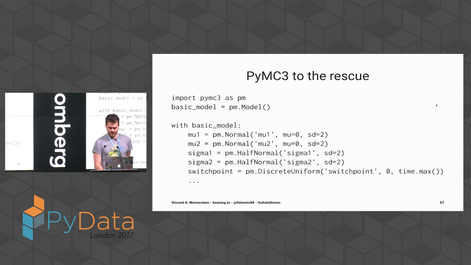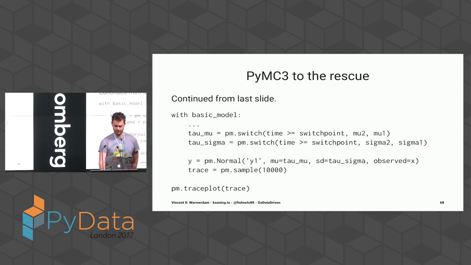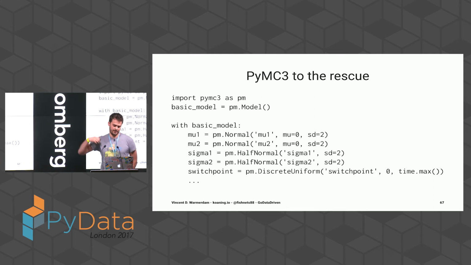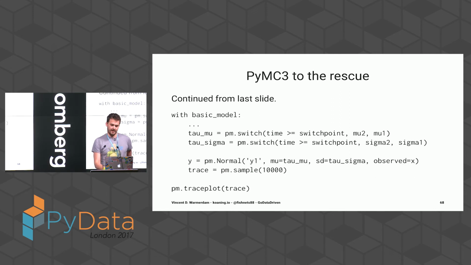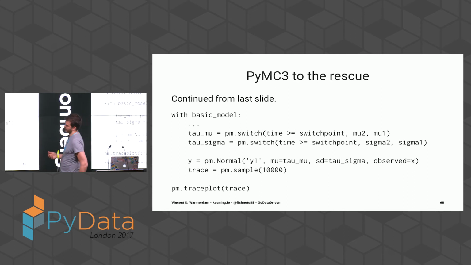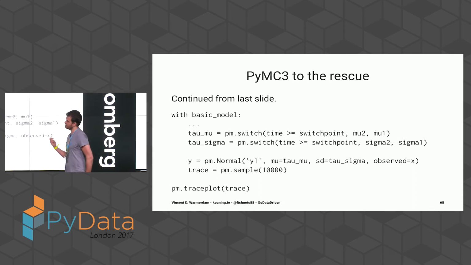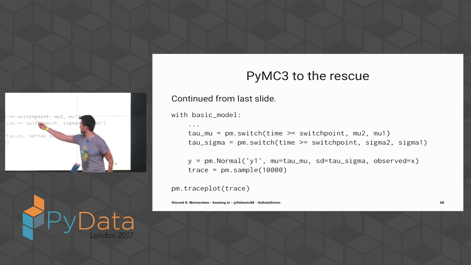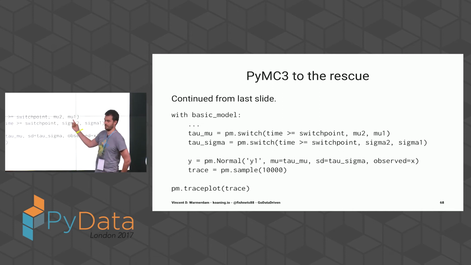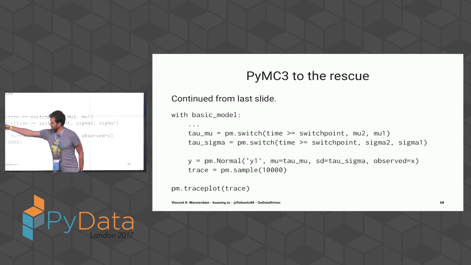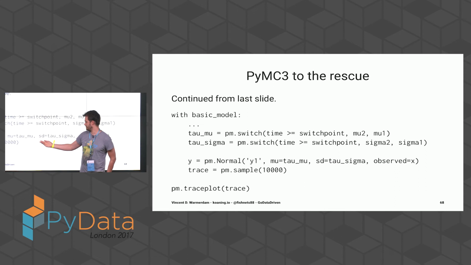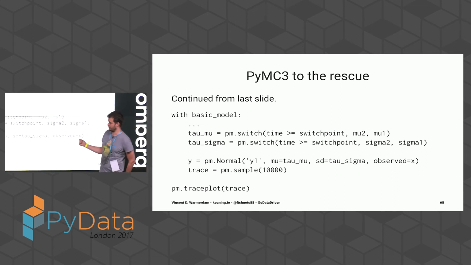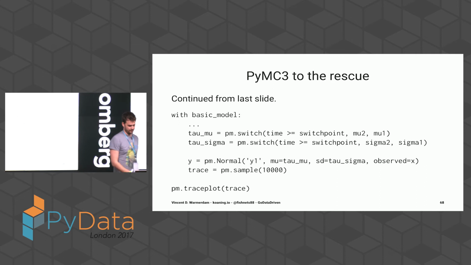So I just say we have a basic model. And I say, hey, there's a mu1 and a mu2 and a sigma1 and a sigma2 and a switch point. These are the things that I don't know. And on the line below, I say, hey, but I need to involve the switch point somehow. So I'm going to calculate what the mu is over time by saying, if the time is larger than the switch point, use mu2, and otherwise use mu1. And do the same thing for the sigma. And the nice thing is I can take that mu, I can take that sigma, and say that it came from a normal distribution. I have some observed variables. Boom, go ahead and sample.